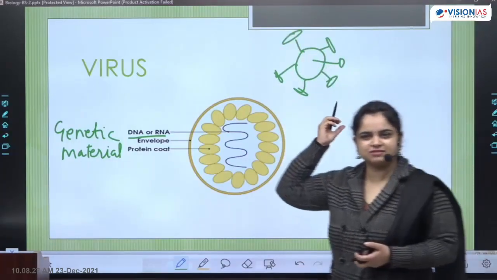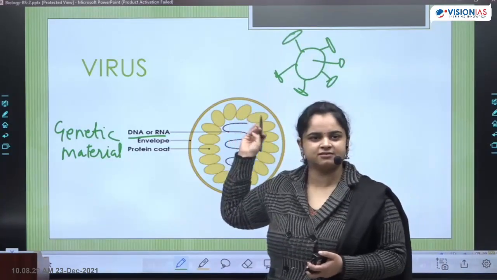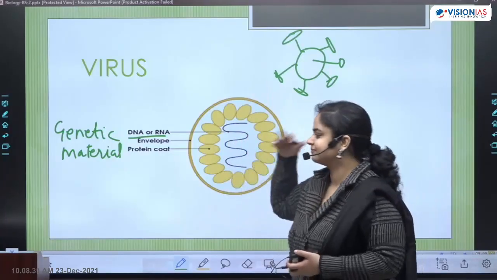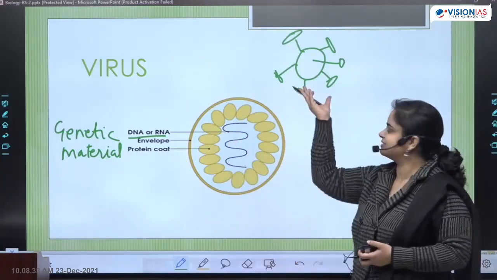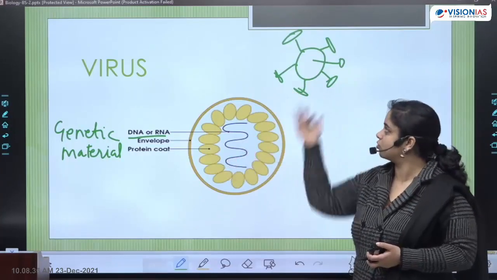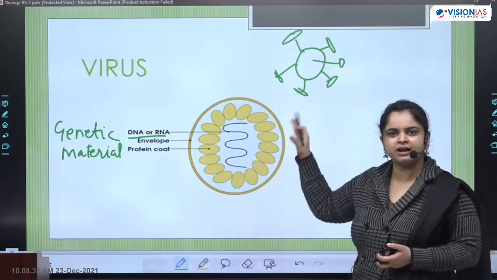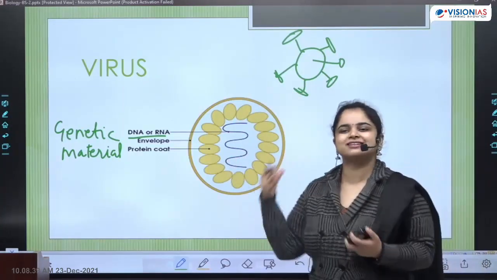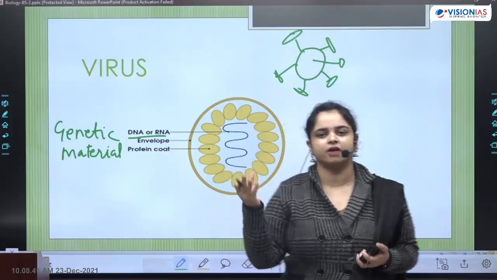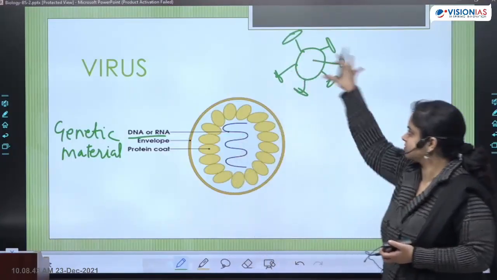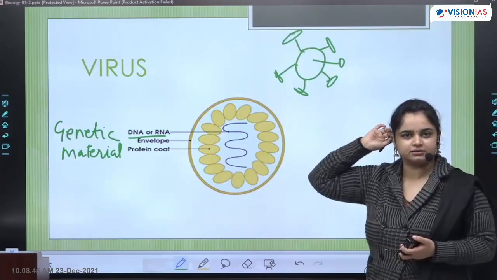Does this make some sense? Something like this? Yes, no? Okay. So this actually is the protein coat only. But the term coronavirus actually means that it is like a crown, so this is protruding out in that sense.